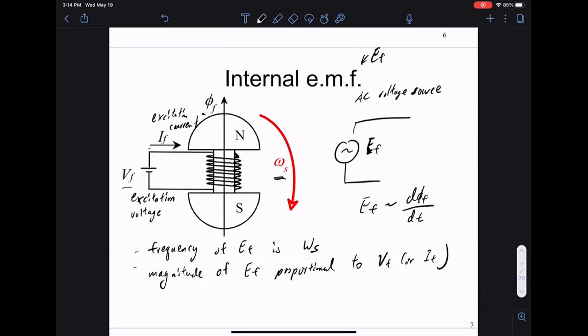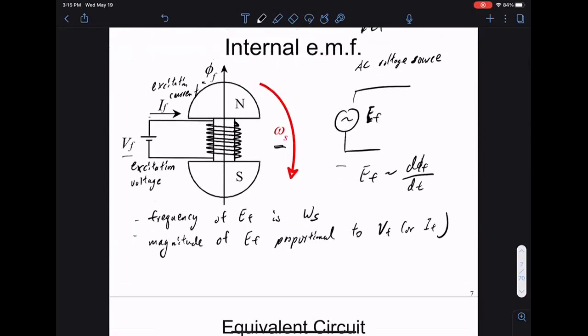some generator, some AC voltage source, where we can control the voltage level and, to some extent, the frequency, although we don't want the frequency to change too much. So that's the circuit we have. This rotor, once it turns, looks like some source like this.